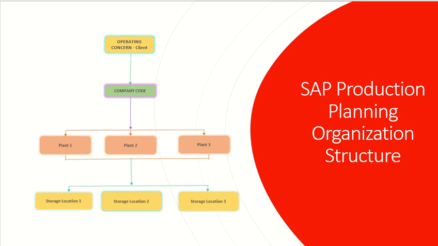If we talk about the SAP production planning organization structure, you can refer to the MM and FICO organization structures, because controlling area, cost centers and other things are available there in material management and FICO, finance and controlling. In production planning, from the company code we take the plant, and within the plant are the storage locations to store the materials.